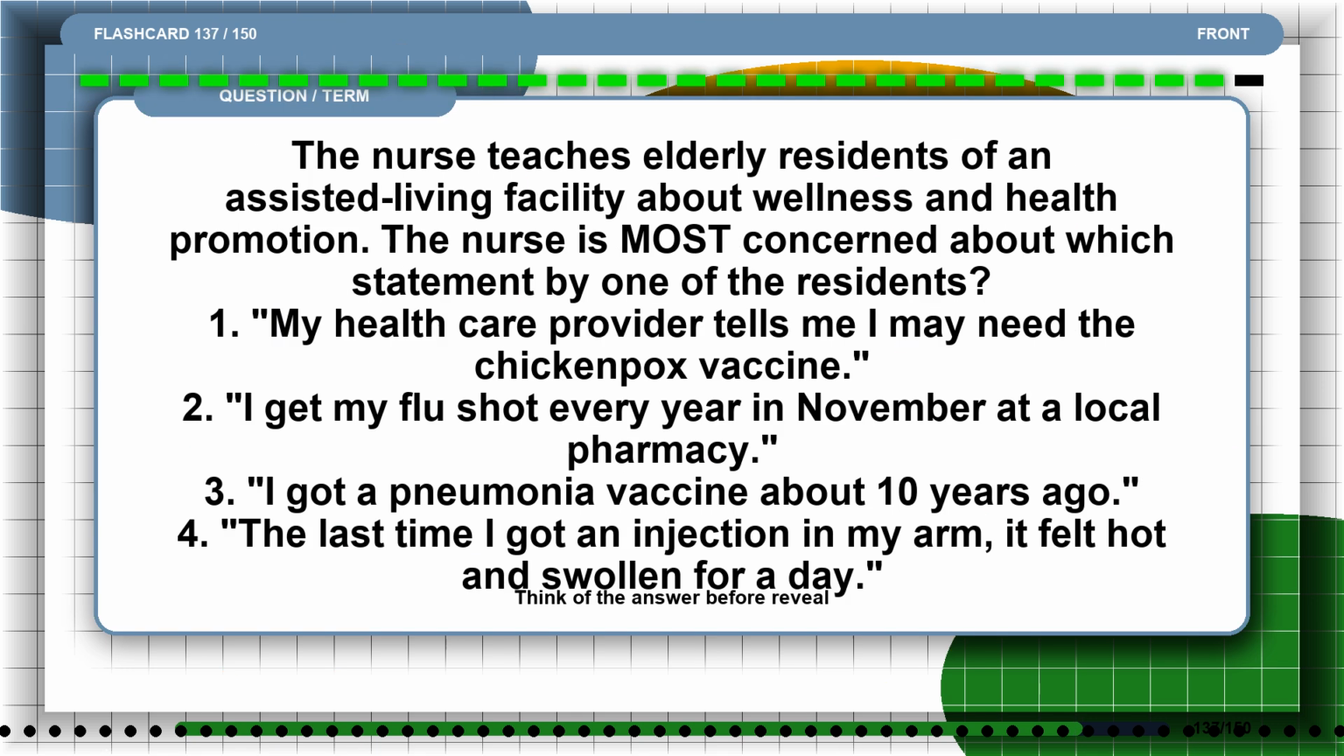Flashcard 137. The nurse teaches elderly residents of an assisted living facility about wellness and health promotion. The nurse is most concerned about which statement by one of the residents?